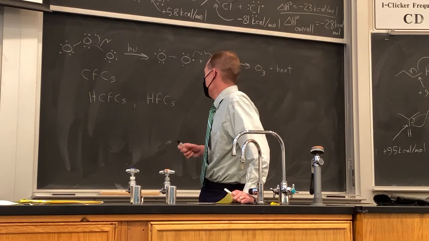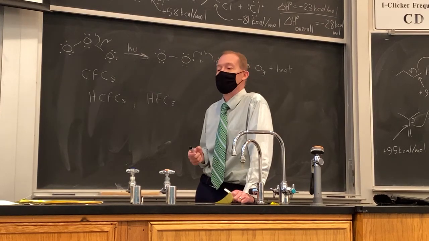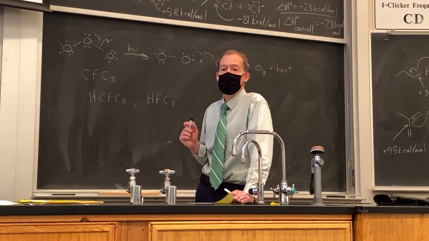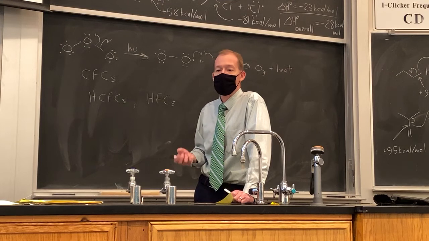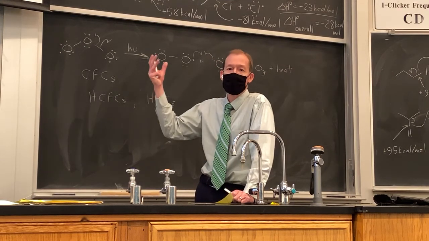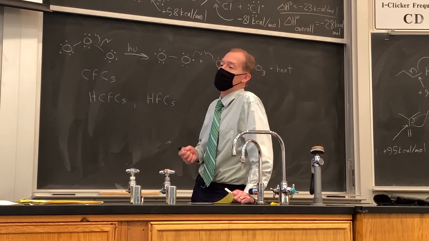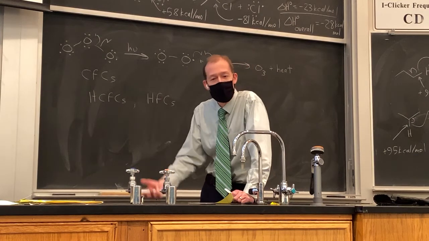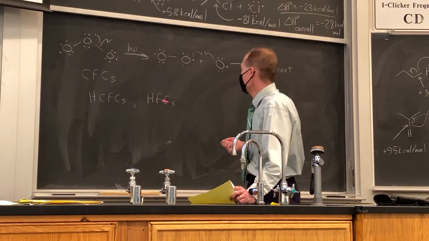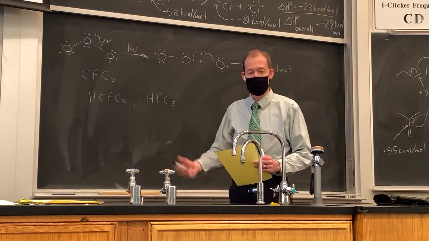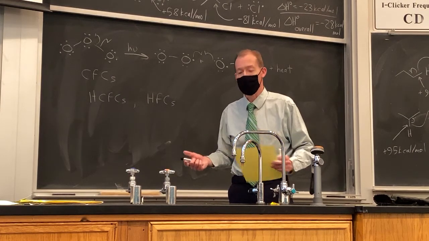Paradoxically, the HCFCs and the HFCs are less stable than the CFCs to light. What that means is that they will react lower in the atmosphere by radical mechanisms and be destroyed lower in the atmosphere before they make it up to the ozone layer. Okay, so the CFCs, this carbon-chlorine bond was weak enough to be cleaved by light, but strong enough that the CFCs make it all the way up to the ozone layer before that cleavage occurs. So paradoxically, we used molecules that were less stable, and that was beneficial because they're able to be destroyed before they make it to the ozone.